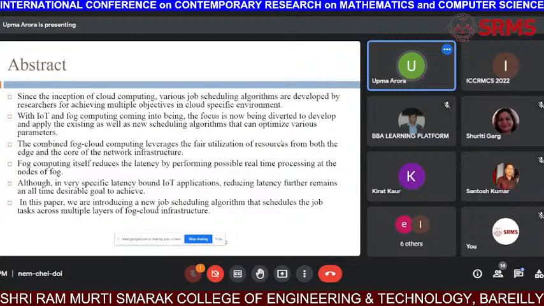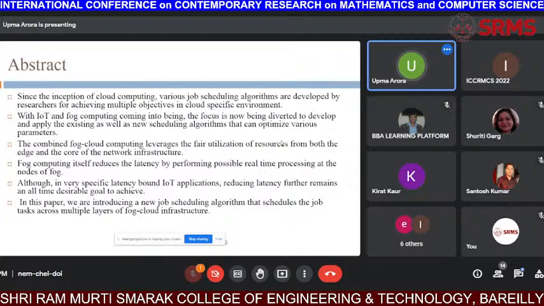In this paper, we are introducing a new job scheduling algorithm that schedules the job tasks across multiple layers of fog cloud infrastructure. So, coming to the introduction, what is fog cloud infrastructure? The vast amount of data generated from various Internet of Things applications and the management of such applications has become a major concern for researchers.